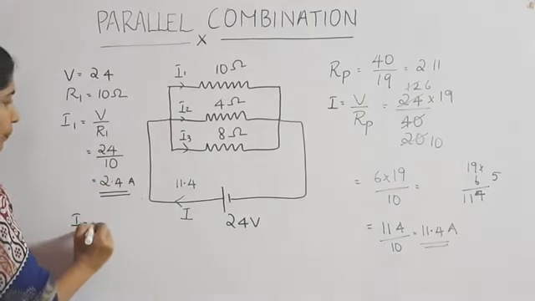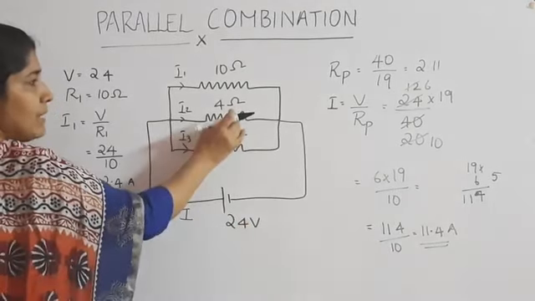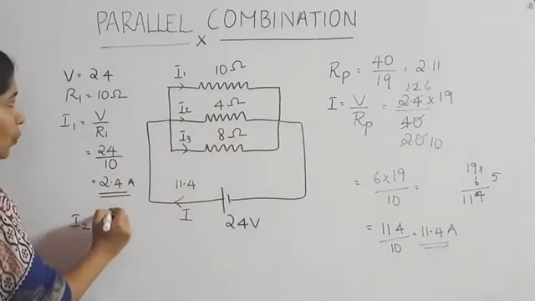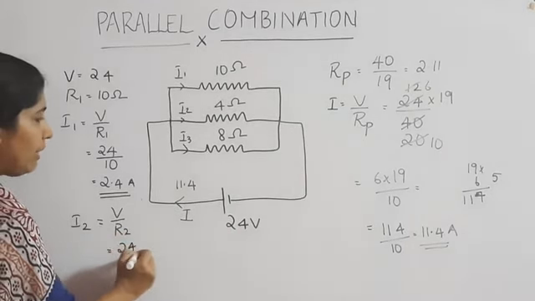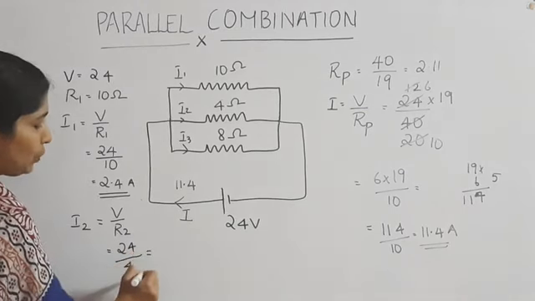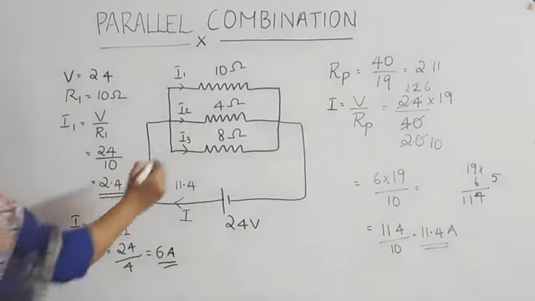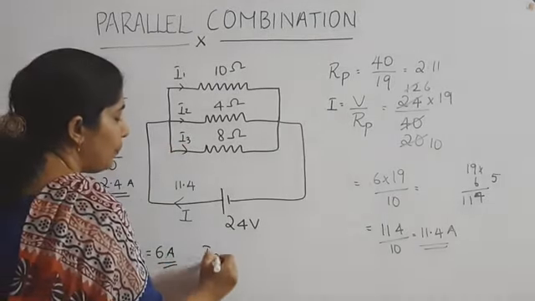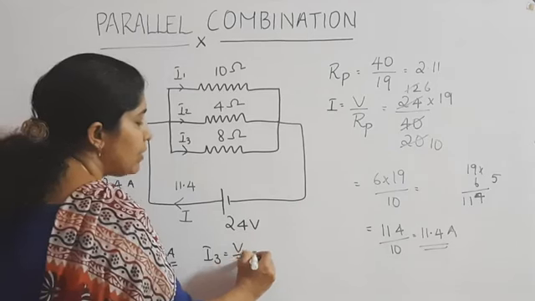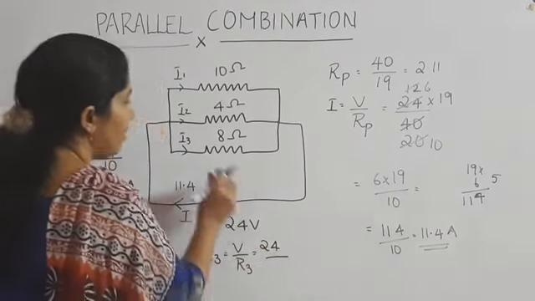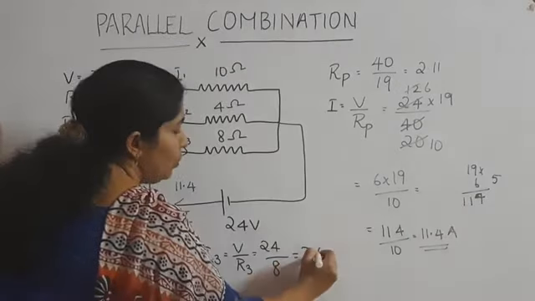Then what about I2? 24 is the voltage applied and 4 ohm is the resistance here. Then I2 is equal to V divided by R2, that's 24 divided by 4, which is equal to 6 ampere. Then I3 is equal to voltage divided by resistance R3. Voltage is 24, R3 is 8, so 24 divided by 8 is equal to 3 ampere.